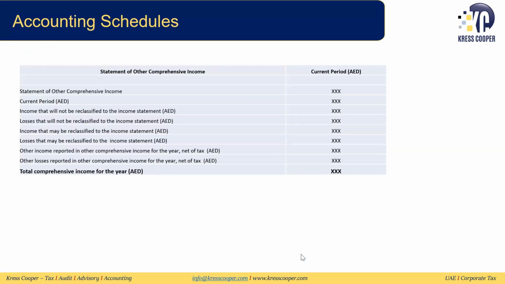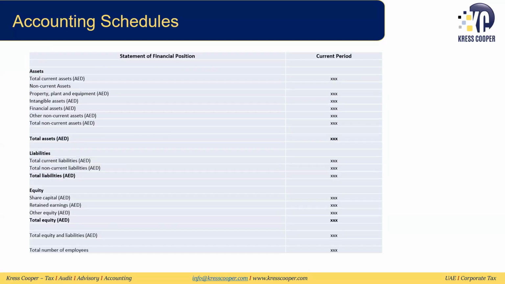Then we have the statement of other comprehensive income. Again, it is asking for this for reporting purposes, asking you to fill it from your financial statements. So income that will not be reclassified to income statement, losses that will not be reclassified to income statement, income that may be reclassified to income statement, losses that may be reclassified to income statement, other income reported in other comprehensive income for the year, net of tax, other losses reported in other comprehensive income for the year, net of tax. So this information, it is requiring you to fill here in the statement of other comprehensive income.